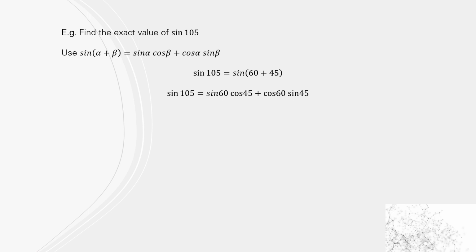So here's our example. Find the exact value of sine 105. So being sine of an angle, that generally means we're going to use the sine expansion. So using sine of alpha plus beta in that expansion, sine of 105, well, 105 is made up of 60 and 45, and we know they're both exact triangles, so go with those numbers for the exact ratios. So sine 60 is root 3 on 2, cos 45 is 1 on root 2, cos 60 is a half, and sine 45 is 1 on root 2.